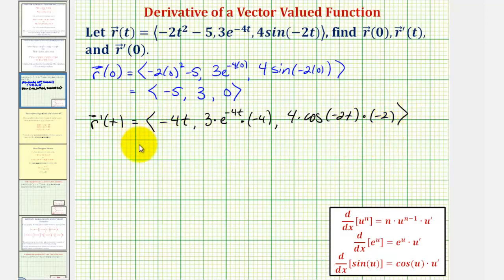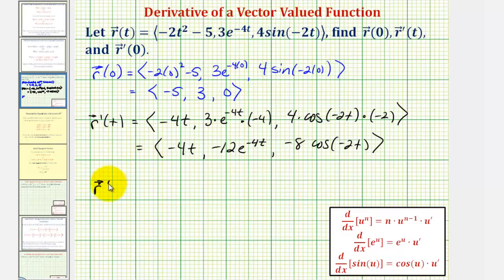Now let's go ahead and simplify this. So the x component is negative 4t. The y component would be negative 12 e to the negative 4t. And the z component would be negative 8 cosine negative 2t. So now to find r prime of 0, we'll evaluate the derivative at t equals 0.